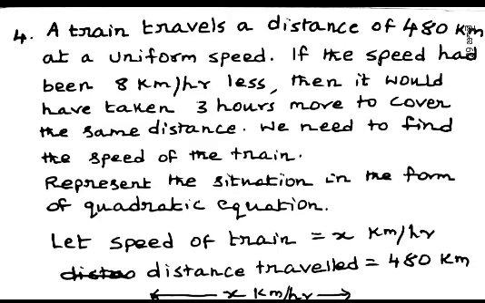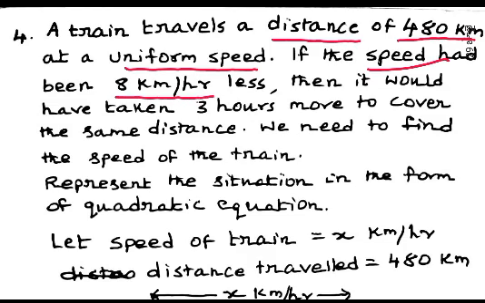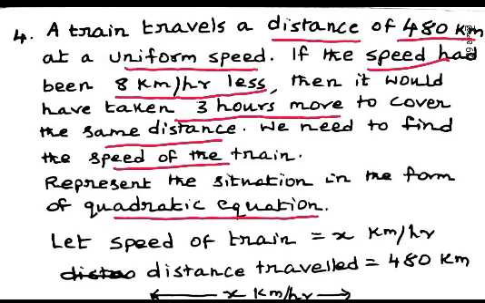A train travels a distance of 480 kilometers at a uniform speed. If the speed had been 8 kilometers per hour less, then it would have taken 3 hours more to cover the same distance. We need to find the speed of the train. Represent the situation in the form of a quadratic equation.